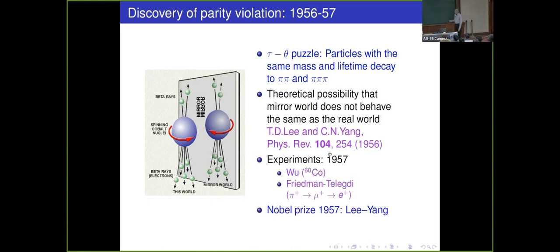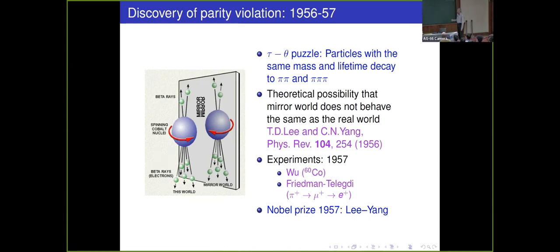So experiments were done immediately following this suggestion in 1957 by Madame Wu and by Friedman and Telegdi. And Gobindo informed me yesterday, although I did not check, that these were actually published in the same Physical Review one after the other. So the Wu experiment was the famed cobalt experiment, which is often there in textbooks. You have a cobalt nucleus, cobalt 60, you look at it decaying, and you observe that more beta rays go in the direction opposite to the direction of spin of the cobalt nucleus.